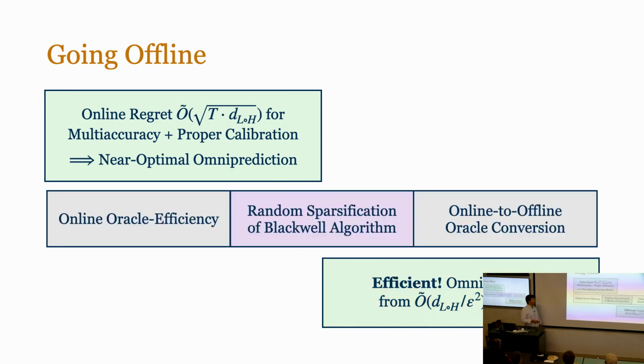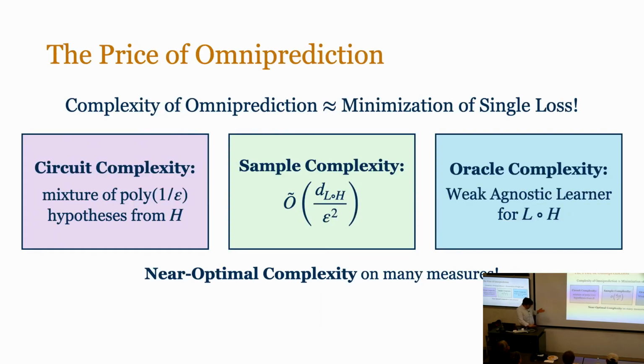Okay, so actually a good amount of our forthcoming paper is figuring out how to run an online to offline conversion that maintains efficiency throughout the way. So that at the end of the day, the thing that we output is an omnipredictor from a small number of samples that is actually efficient to run. Okay, and efficient to learn along the way. So that's sort of the report card, just to remind you: we show that this task of omniprediction, this task of simultaneously minimizing many, many different loss functions at the same time, can actually be achieved in very similar complexity to learning a single loss function, minimizing a single loss function. Okay, and we get this near optimal complexity on many different measures.